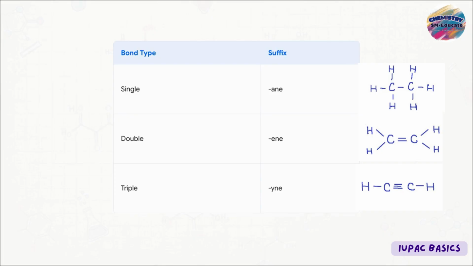Really focus on enunciating those differences in your head when you're taking your test. Ane, ene, yne. That single letter change tells a chemist exactly what kind of hydrocarbon they're dealing with.